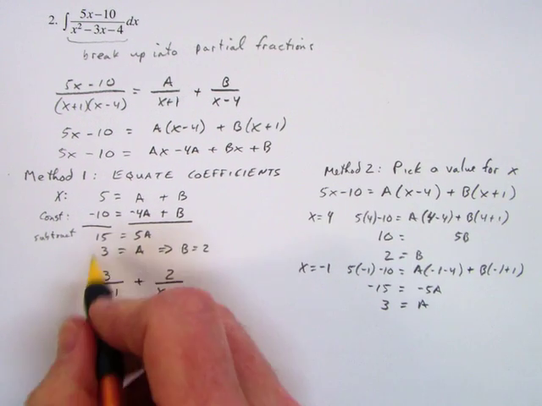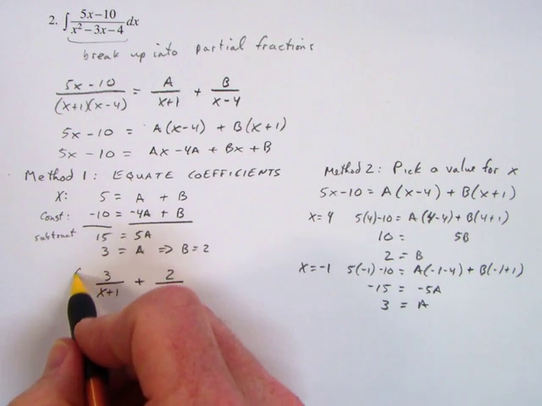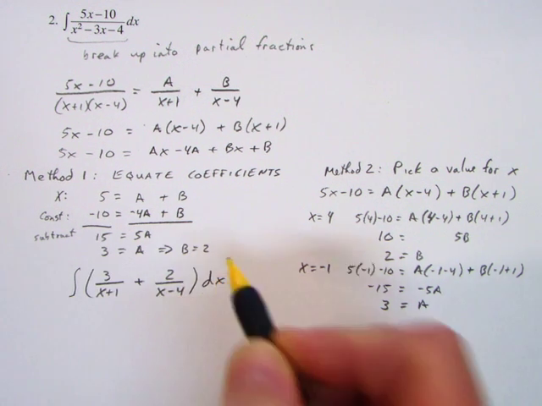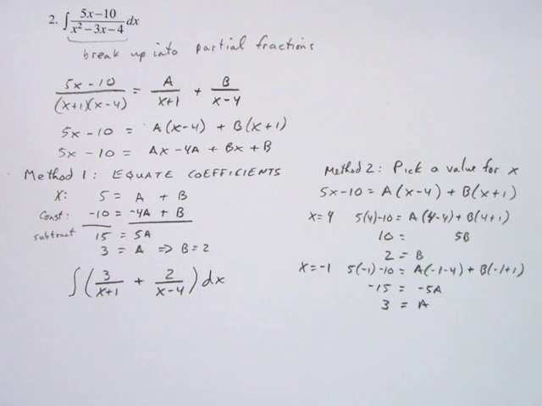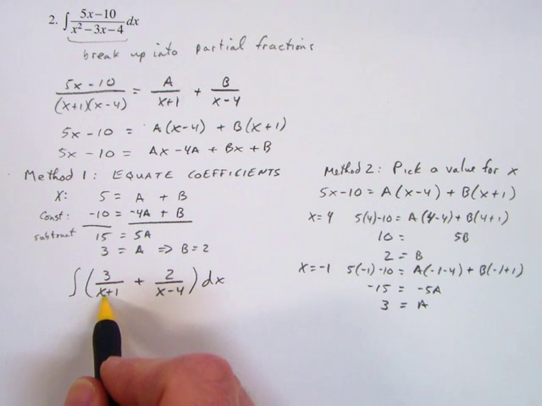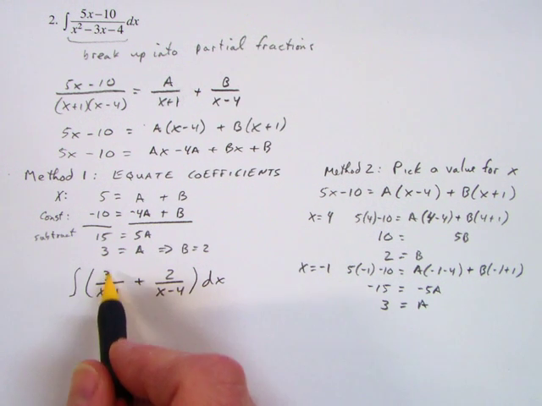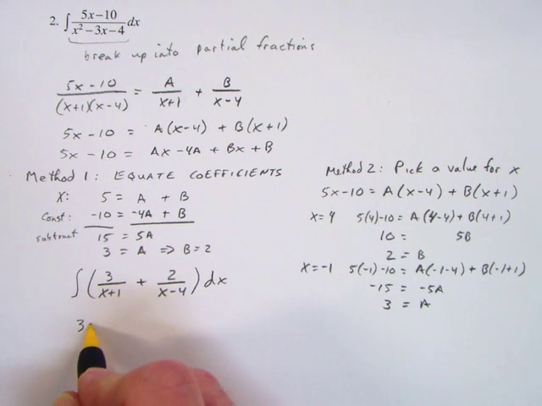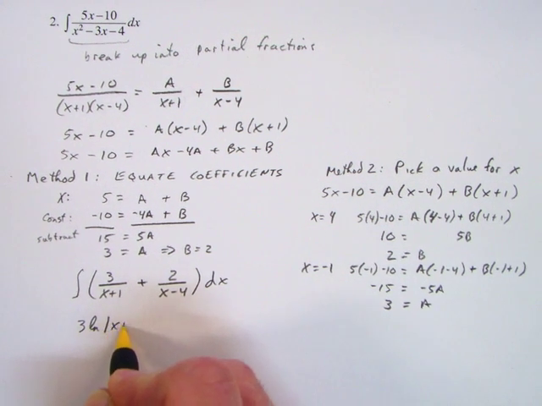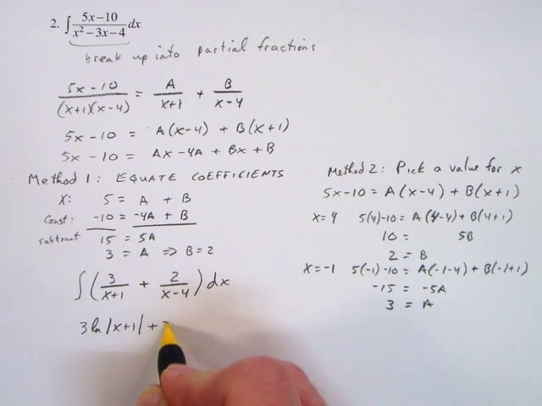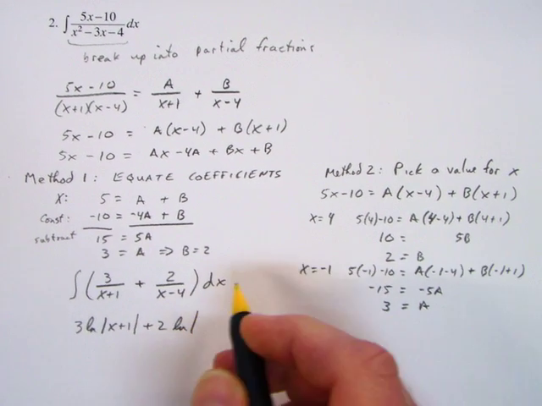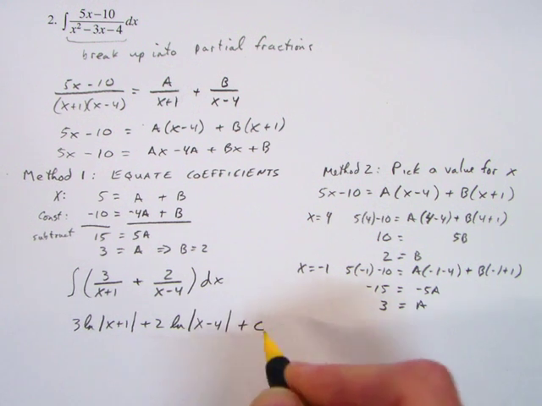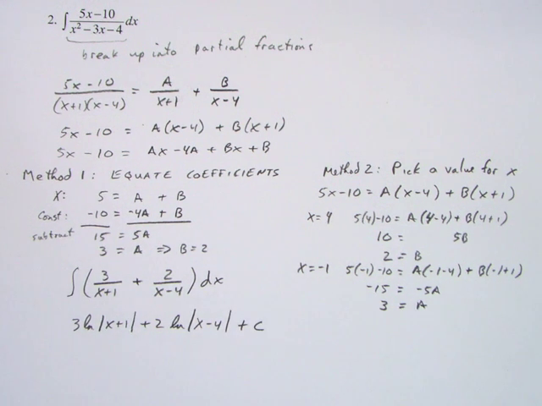Now, what does this become? We're trying to integrate this. Now we have two fractions that are pretty easy to integrate. This one, we have the derivative of the bottom on the top, and we just have a 3 times that. So this will be 3 times the natural log of the absolute value of x plus 1, plus 2 times the natural log of x minus 4. Tack on our plus c, and we're done with that.